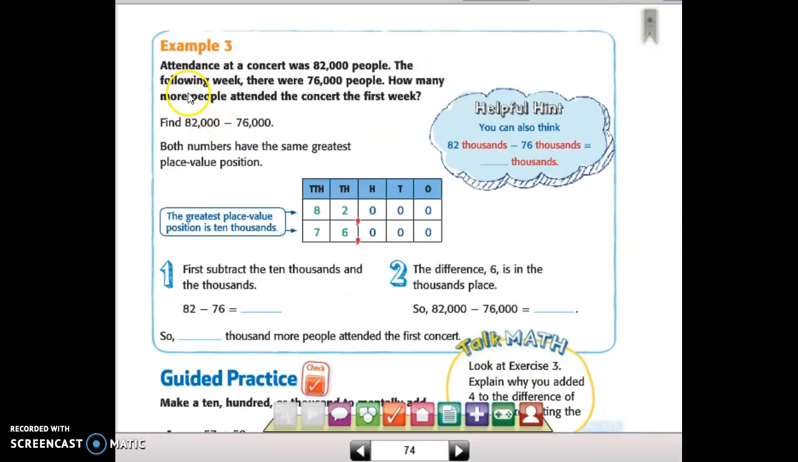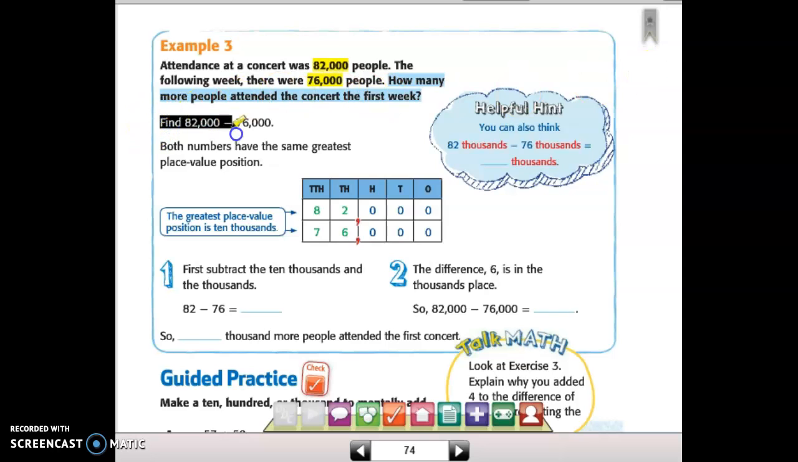Okay, this one is nice because it's kind of what I've talked about before. Attendance at a concert was 82,000 people. The following week, there were 76,000 people. How many more people attended the concert the first week? So this is what they're asking us to find. How many people attended? And here's the information we need. This many people and this many people. So it has our question again right here.